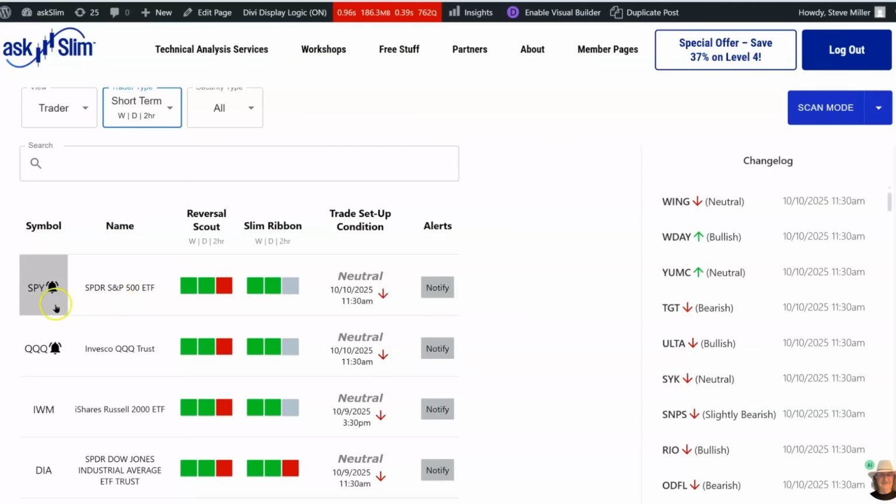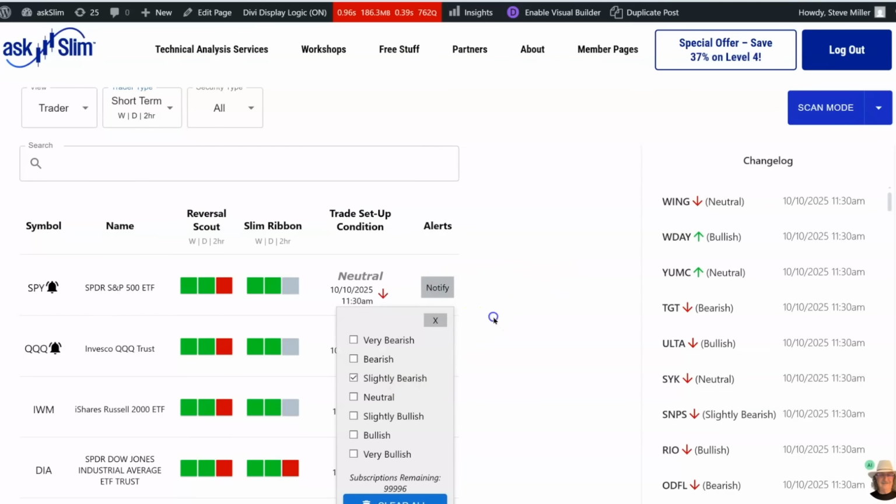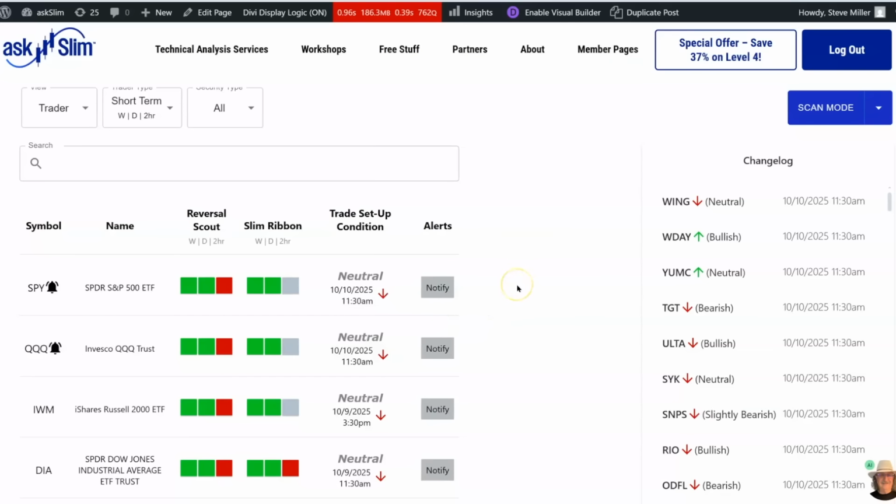So back to the short term, you can see I have these bells over here, and we have an application where you can get notified on your desktop, and I have this set to tell me when it turns slightly bearish, so that I will know when those things are getting worse.